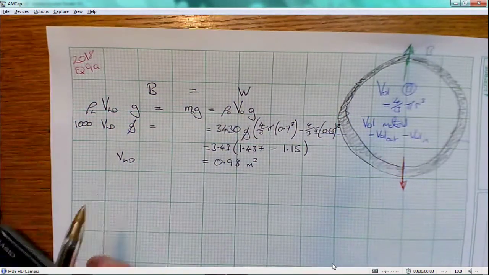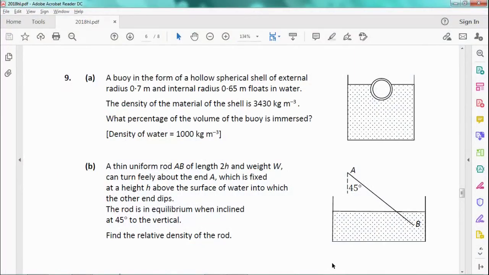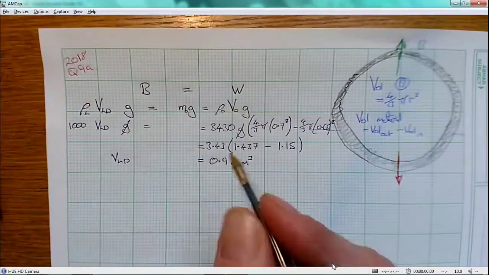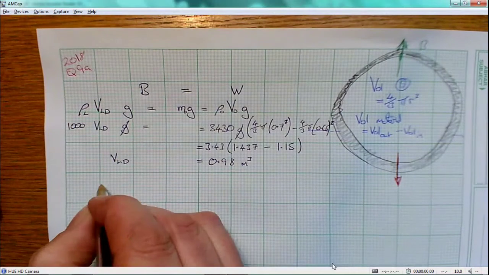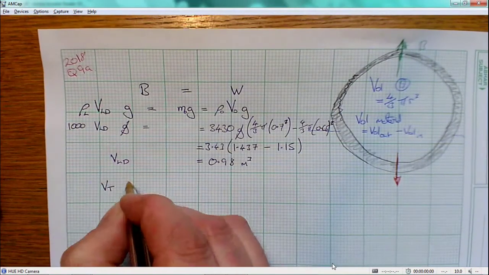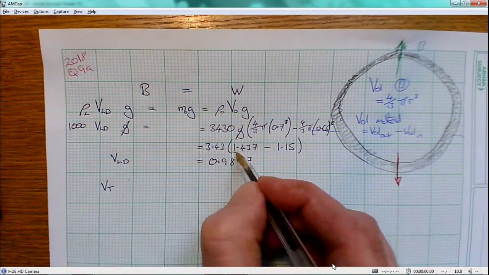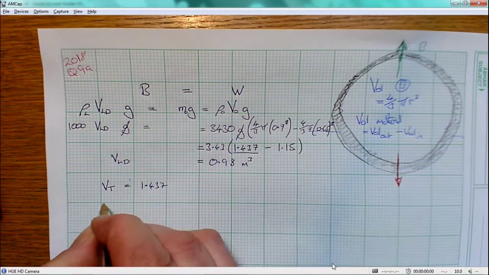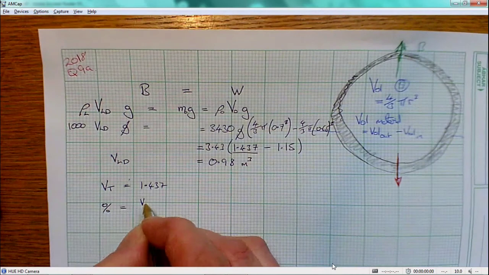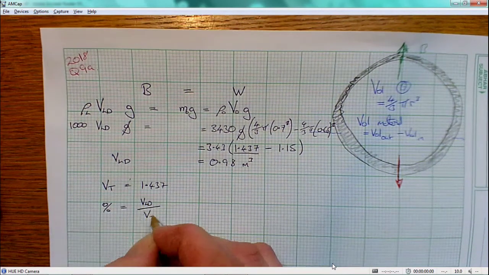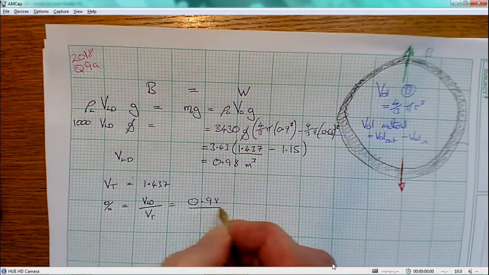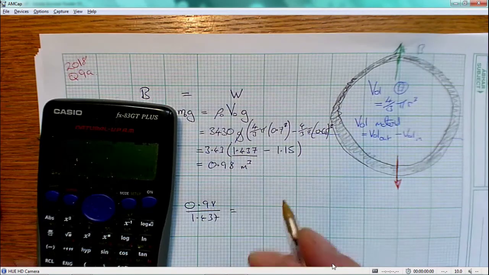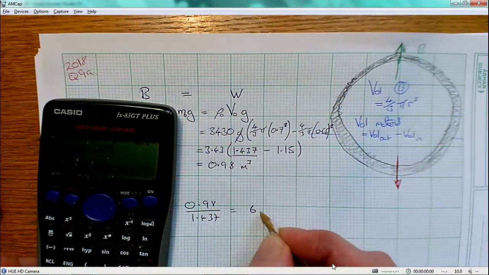When we go back to the question, it says what percentage of the volume of the buoy is immersed. So for the percentage, we need to find out the total volume of the sphere, and that is here 1.437. Therefore the percentage is equal to the volume of the liquid displaced divided by the volume total. That's equal to 0.98 divided by 1.437. Multiply that by 100. Comes out to be 69%.